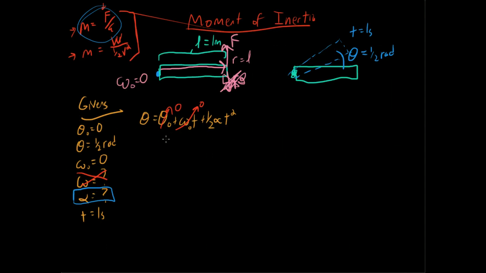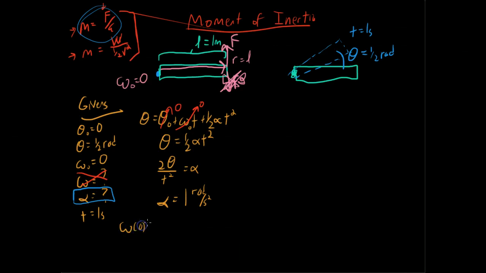And so then if I just do a little bit of rearranging, after I do this, I'll end up with 2 theta over t squared equals alpha. And so for this particular example problem, where theta was equal to 1/2, I have 2 times 1/2 divided by 1 squared. That's 1. So this is accelerating at 1 radian per second squared. That means that every second, the angular velocity goes up by 1.